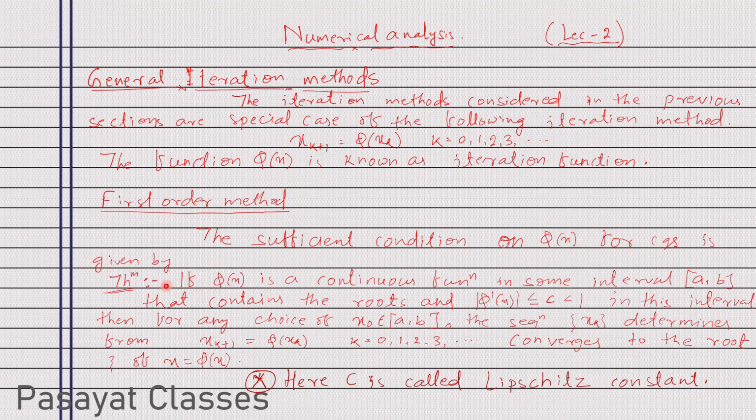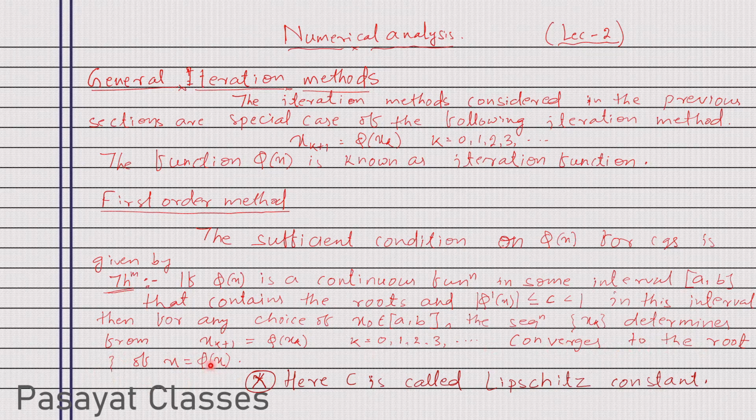Here the theorem says that if phi(x) is a continuous function in some closed interval [a, b] that contains the root, and the modulus of phi dash of x is less than or equal to some constant c, which is less than 1 in this interval, then for any choice of x0 belonging to the closed interval [a, b], the sequence x_k determined from x_{k+1} = phi(x_k), where k = 0, 1, 2, 3, converges to the root xi of x = phi(x).